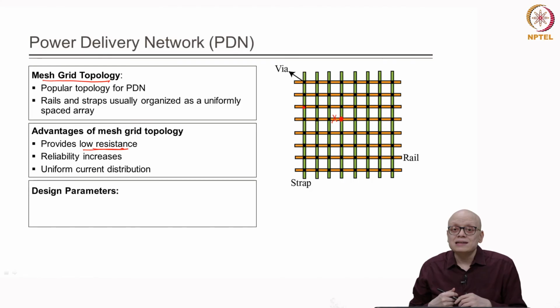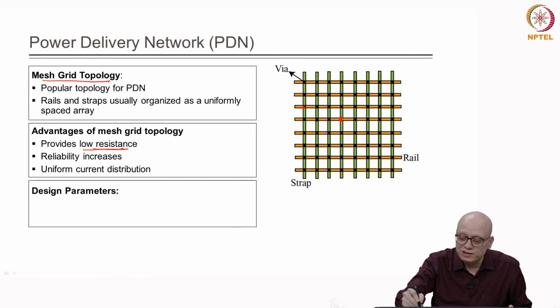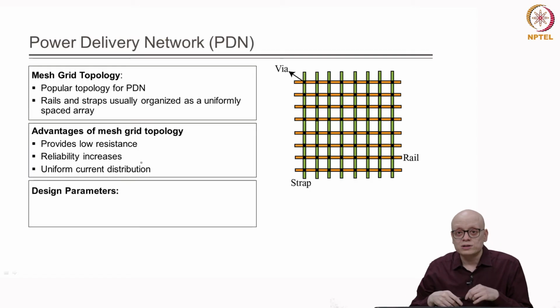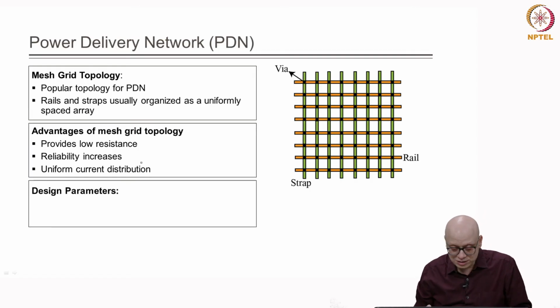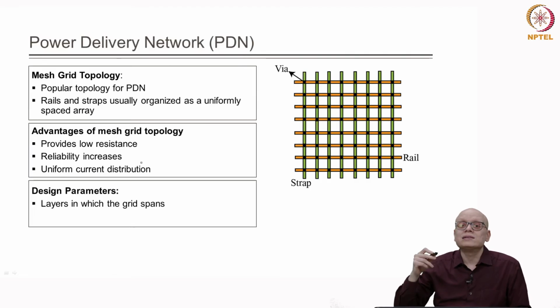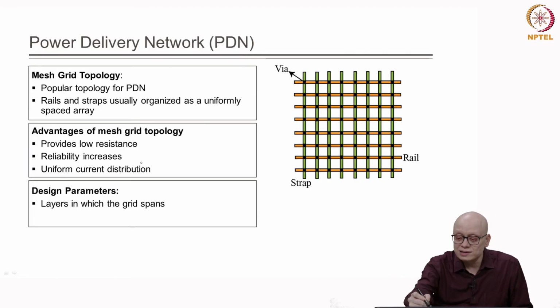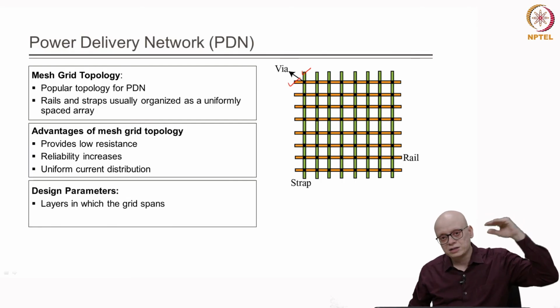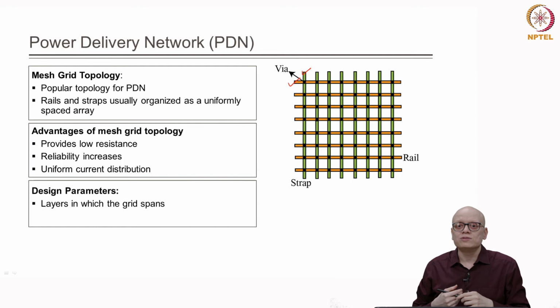Now, as a designer, when we are creating this power delivery network, what important things should we consider? The first is where these layers are. This green line is one layer, and this orange line is another layer. Typically we will choose the higher metal layer. Why? Because the resistance will be lower in those metal layers.